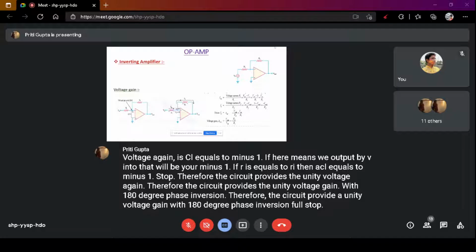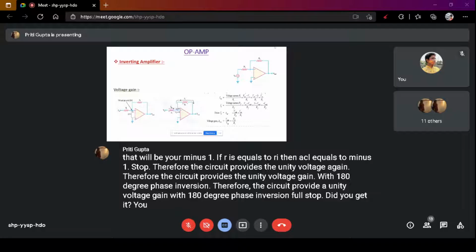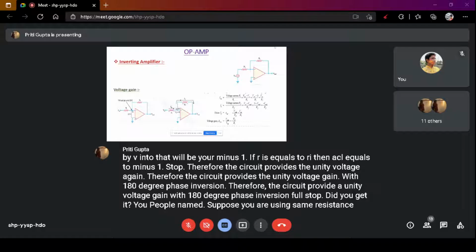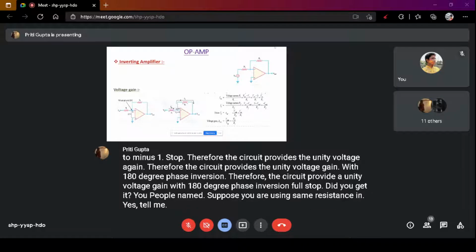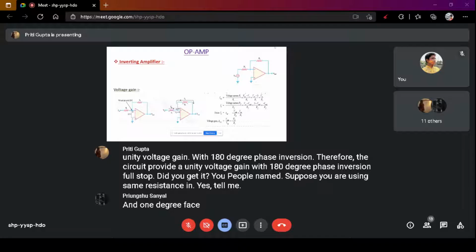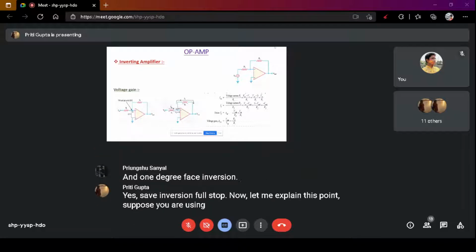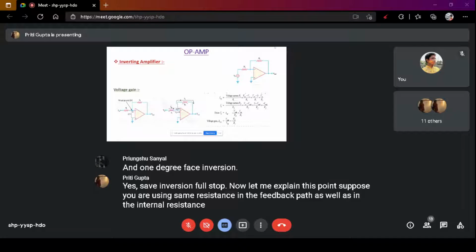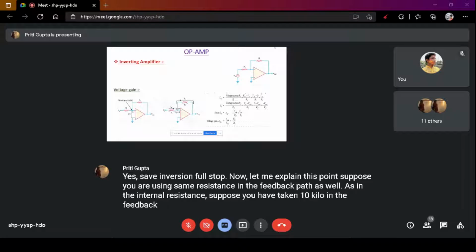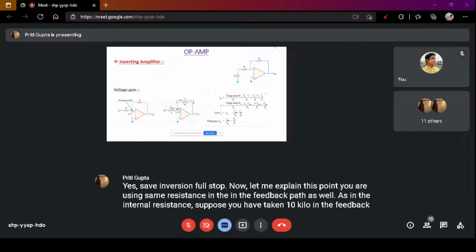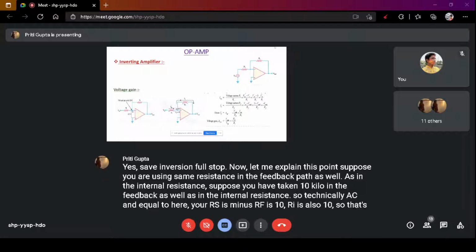Let me explain this point. Suppose you are using the same resistance in the feedback path as well as in the input resistance path. Suppose you have taken 10 kilo ohm in the feedback path as well as in the input resistance. So technically, RF is equal to RI, also 10.